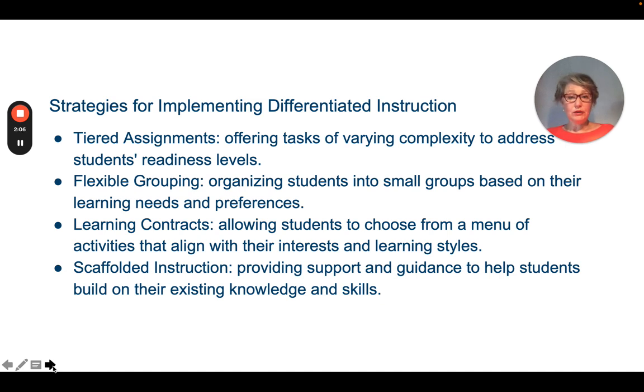Tiered assignments, offering tasks of varying complexity to address students' readiness levels; flexible grouping; learning contracts, allowing students to choose from a menu of activities that align with their interests and learning styles; and scaffolded instruction, providing support and guidance to help students build on their existing knowledge and skills.